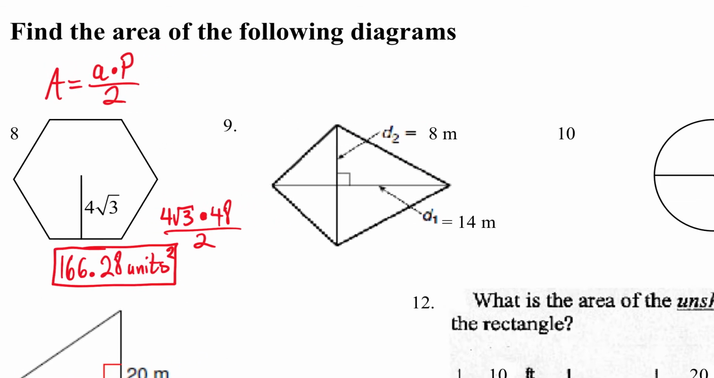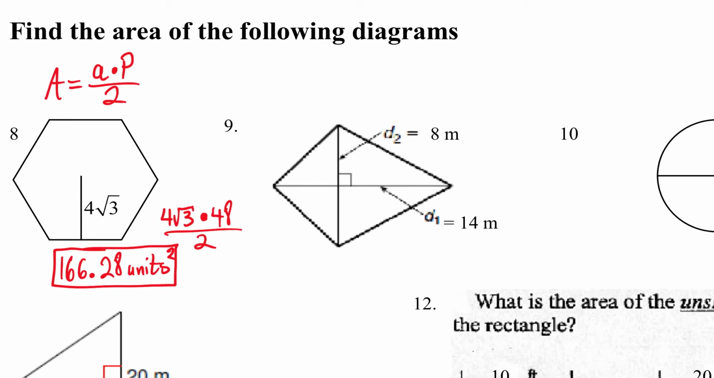Okay, next one. Number 9, what is this? It's a kite. Diagonal 1 times diagonal 2 divided by 2. So this one's easy. It's just 8 times 14 divided by 2, which should be 56 square meters.